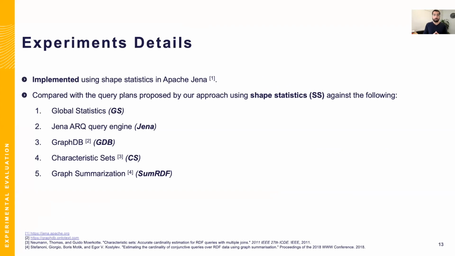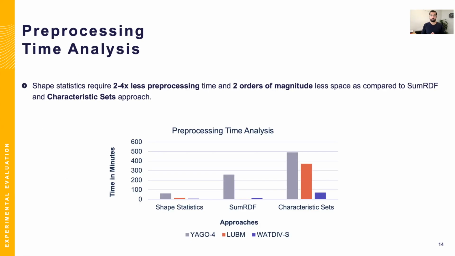We have implemented our approach using shape statistics in Apache Jena, where we compare it against the global statistics collected over the whole RDF graph, Jena's query engine, GraphDB, characteristic sets, and graph summarization approach. The pre-processing time required to generate shape statistics is 2 to 4 times less as compared to SumRDF and characteristic sets approach, and it is 2 orders of magnitude less in terms of space as compared to these approaches, as shown by this chart.